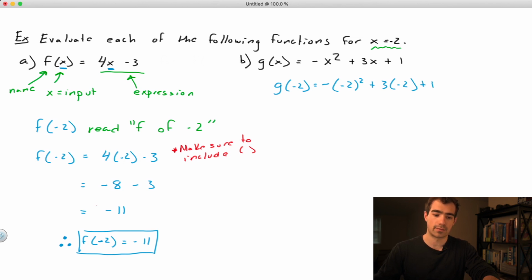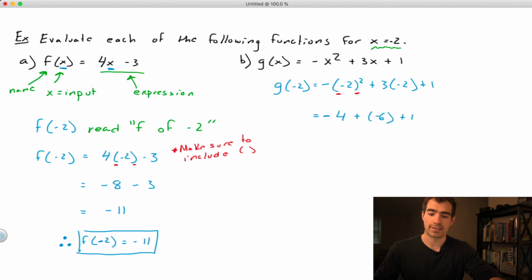And again, here it's going to be important that we use those parentheses, right? Because that's going to change the way that our expression would play out based on the order of operations if we didn't. But since we have them, now we know that we're keeping that -2 together, and when we square this, it's going to be -2 squared. So we have minus from here times the -2 squared, which is going to give us a positive 4, plus 3 times -2, which is going to give us -6, plus 1.